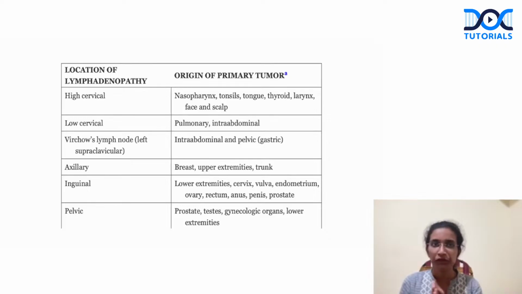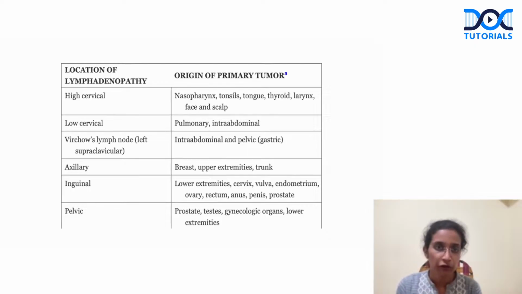But in general, what you need to know is the location. Depending on the location, you need to search for the primary tumor. If the lymph node is enlarged in the high cervical region, then look for the primary in the nasopharynx, tonsils, tongue, thyroid, larynx, face and scalp. That is, head and neck. Low cervical lymph nodes, like supraclavicular, could be from a pulmonary or intra-abdominal primary, mostly gastric malignancy, and that is called Virchow's node, and that sign is called Troisier sign.